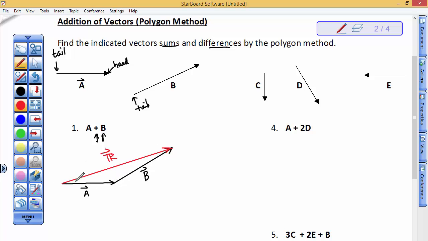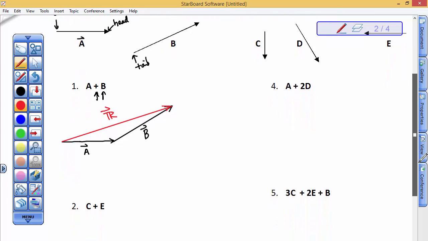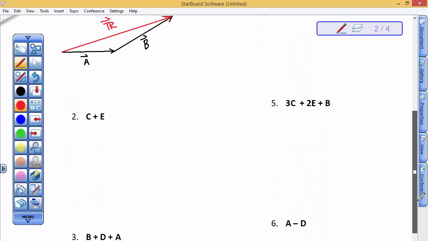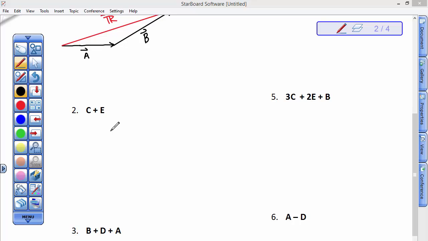So number 2 says add C and E. So I've got to scroll up for you to see number 2. This is going to be hard, so you're going to have to use your own document. So C, I believe, goes down like this, and I believe E goes like this. So here's vector C plus vector E, and the resultant, or the answer of these two, is from the tail of the first to the head of the last.